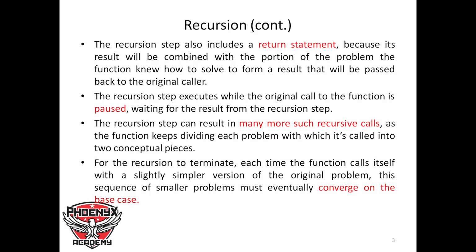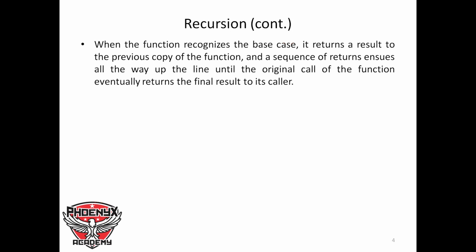Now, for the recursion to terminate, each time the function calls itself with a slightly simpler version of the original problem, this sequence of smaller problems must eventually converge on the base case. When the function recognizes the base case, it returns a result to the previous copy of the function, and a sequence of returns ensues all the way up the line until the original call of the function eventually returns the final result to its caller.